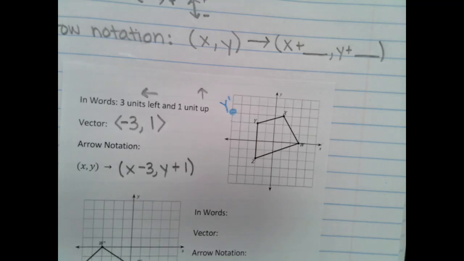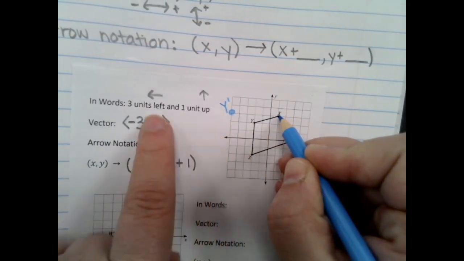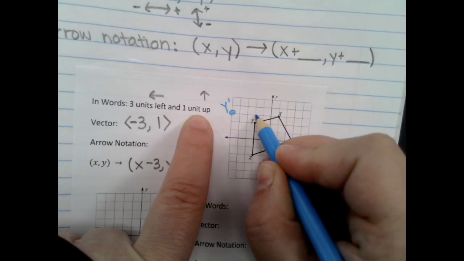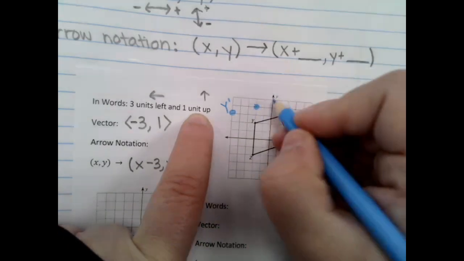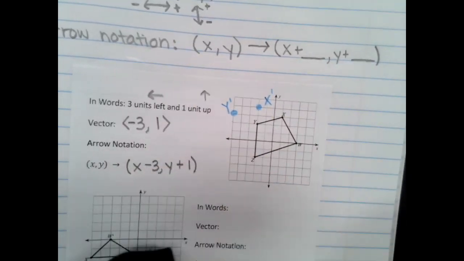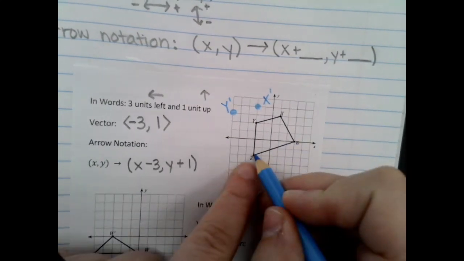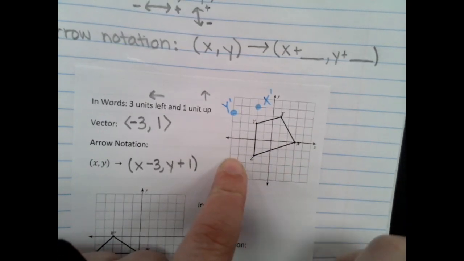Okay, and then we literally just do that with all the other points. So I'm going to go over to X. And with X, I'm moving left 3, up 1. So left, 1, 2, 3, up, 1. There's my X prime. Okay, then you can do W or Z, your choice. You can work ahead. You're literally just moving all these points, left 3, up 1. So if you want to work ahead.